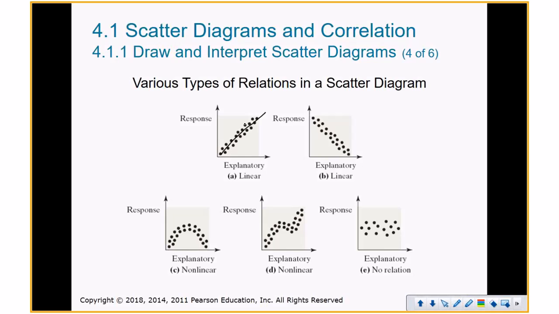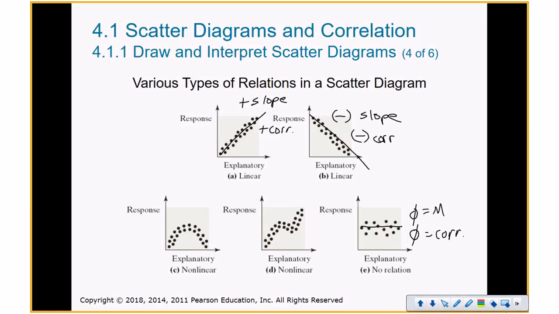Here is your positive slope. And positive slope means positive what? Correlation. Here you have a negative slope. And that means negative what? Correlation. Here you have zero slope. And zero slope means what? No correlation. So this is where you see the relationship between slope and correlation, with negative and positive.